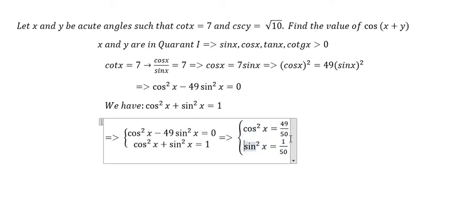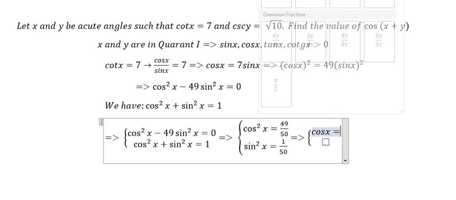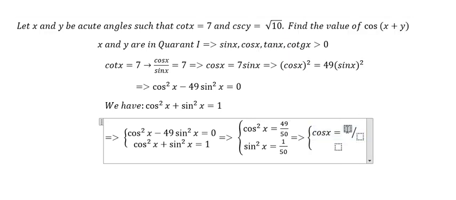After we calculate sine squared x and cosine squared x, we take the square root on both sides, and we get cosine x equal to 7 over square root 50. For sine x, you get 1 over square root 50.